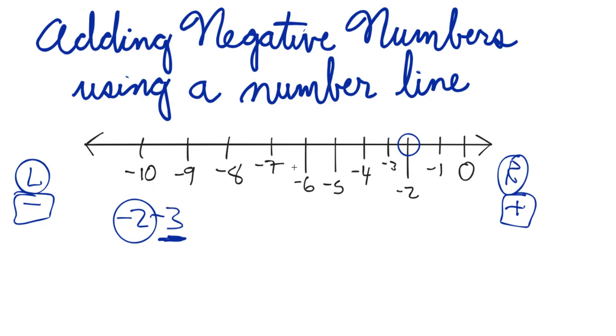So if we do negative 2 minus 3, start at negative 2. We're going to go 3 to the left. So we're going to go 1, 2, 3. Oh, that's going to be negative 5.